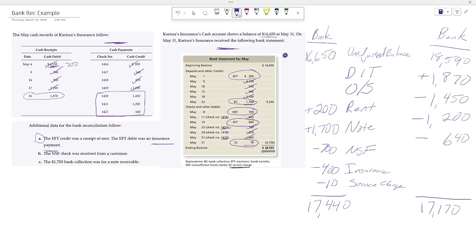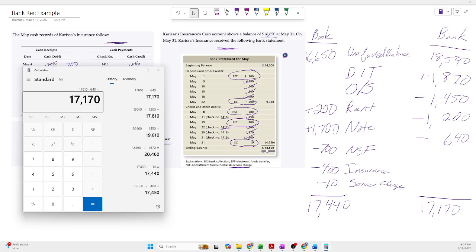Someone made a mistake. Let's, to make things a little bit easier here, let's figure out what the difference actually is. And so I'll go 17,440 minus 17,170. That's a difference of $270.